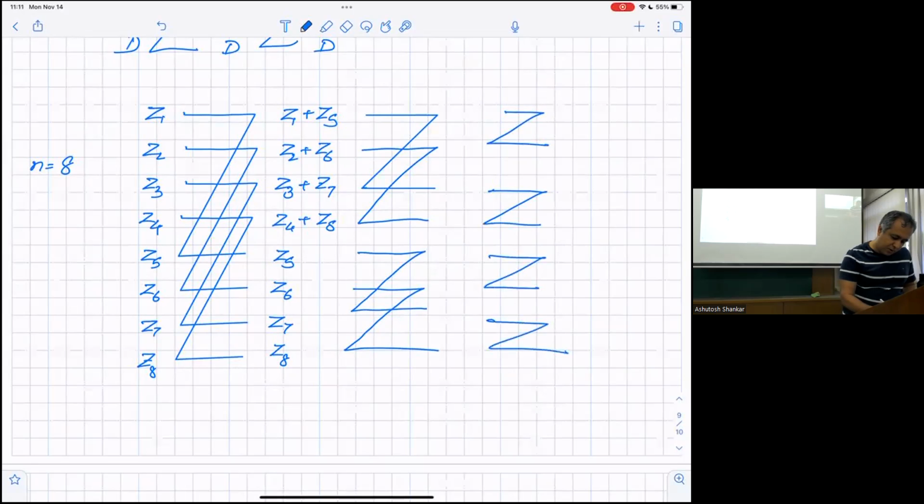So one thing, what is this going to be? This is going to be Z1 plus Z5 plus Z3 plus Z7. Okay, I'm not going to do this. I'm going to write this down, but you follow what I'm meaning here.